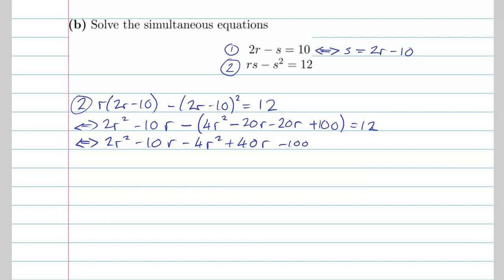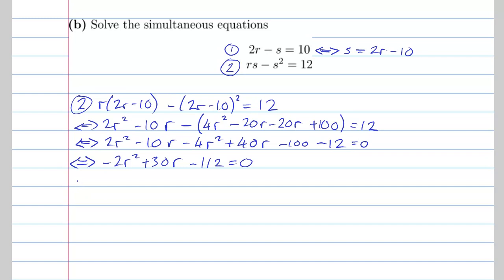And I'm also going to bring this 12 over. I'm going to subtract 12 from both sides, whichever way you prefer to think about it. And I'll be left with equals 0 on the other side of the equation. So now we just tidy it up as much as possible. We've got 2r squared minus 4r squared, so that's going to be minus 2r squared. Minus 10r plus 40r is going to be plus 30r. And we have minus 100 and minus 12, which will be minus 112, all totaling 0.